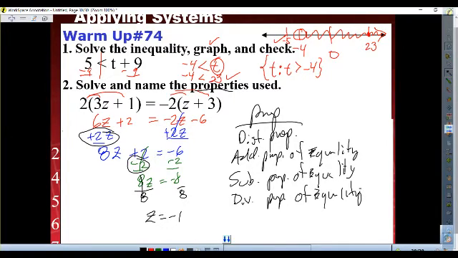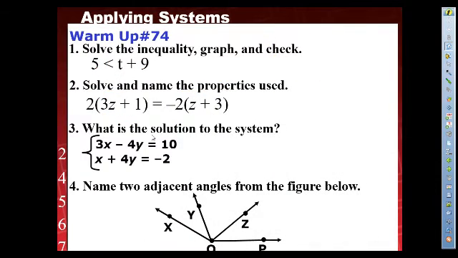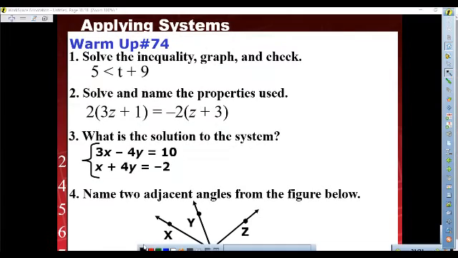Be nice. All right, so that was 1 and 2. Let's go to number 3. Show of hands. Who used the graphing method to solve that system? Nope. How about substitution? Who used elimination? Nope. Okay, so I'm going to use elimination for this one. Here it goes.